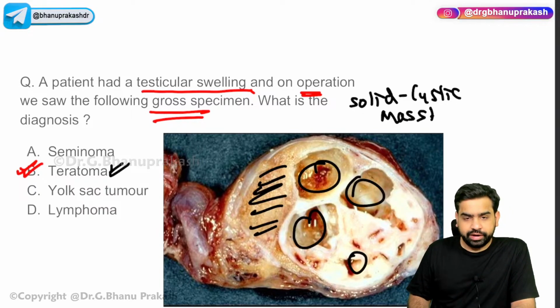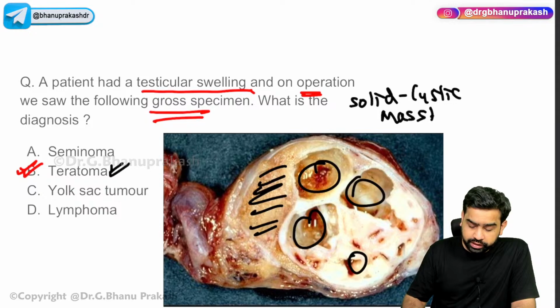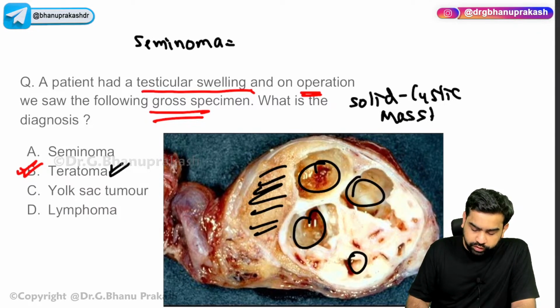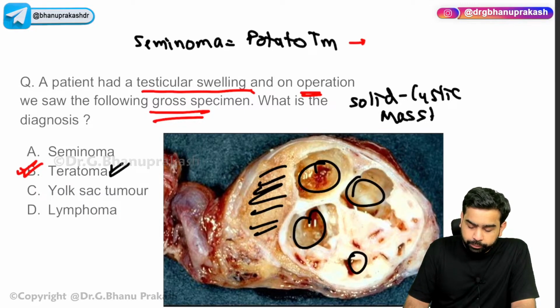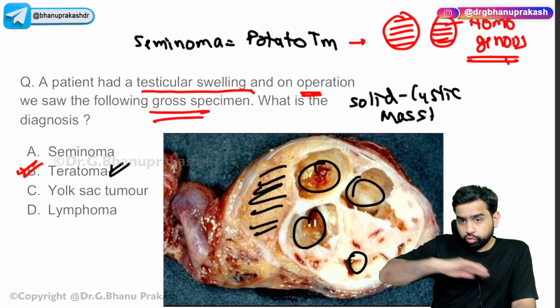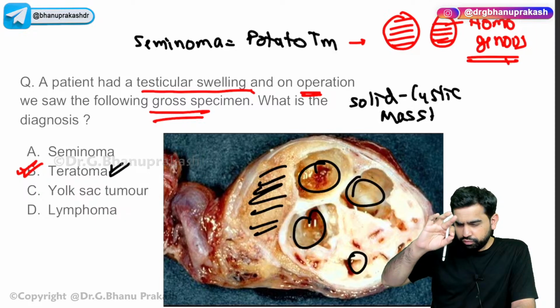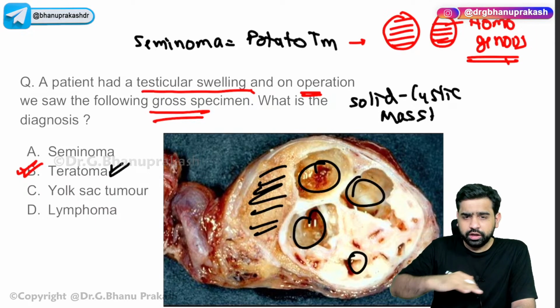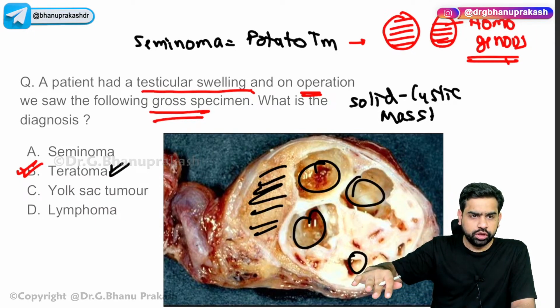In seminoma, what you're going to find, seminoma is also referred to as the potato tumor. Why is it called a potato tumor? Because on the cross section it has a homogeneous structure, with very few areas of necrosis, but broadly it is homogeneous.